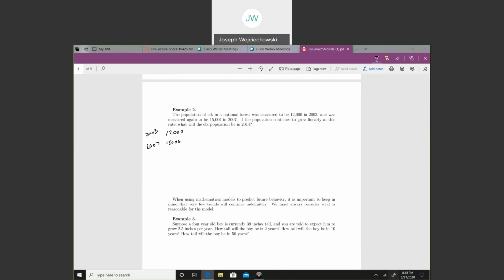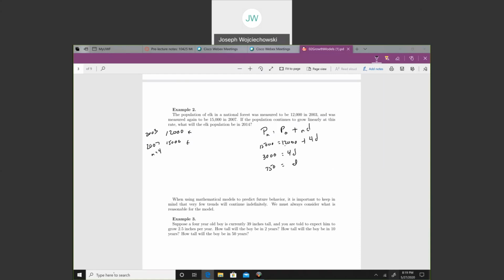So, remember your formula. p sub n is equal to p sub 0 plus n times d. The problem here is we don't have d. However, we have a p sub 0, and we have a p sub n where n equals 4, 2007 minus 2003. So 15,000 equals 12,000 plus 4 times d. Subtract 12,000 from both sides, we get 3,000 is equal to 4d. Divide by 4, and we get d equals 750.